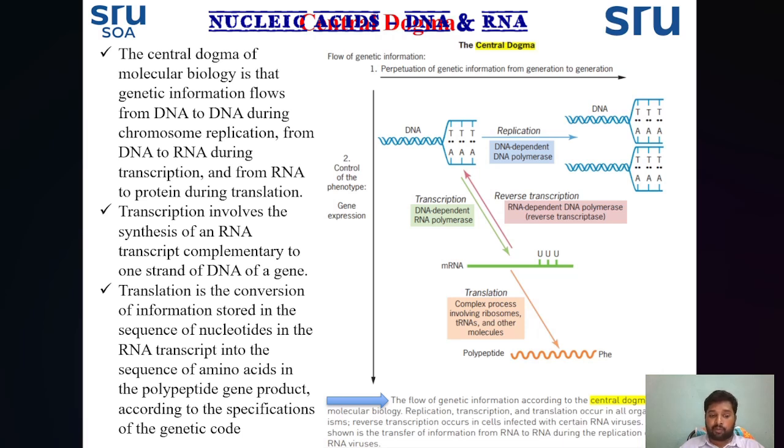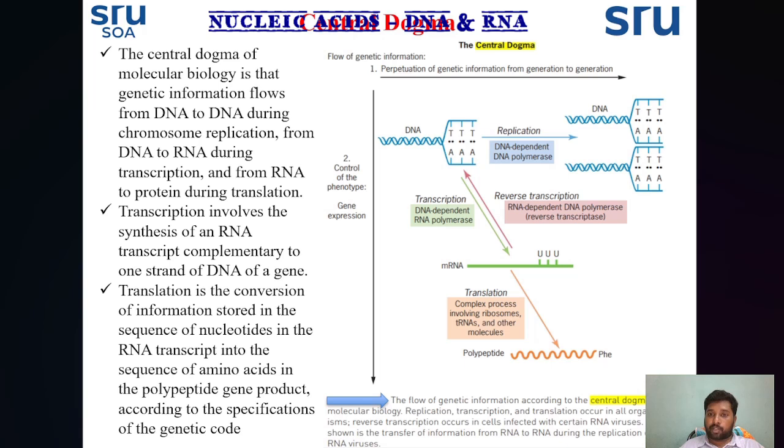This concept of information flow was formalized by Francis Crick, and he called this the central dogma of molecular biology. The central dogma states that genetic information passes from DNA to protein in a one-way information pathway, I mean DNA to RNA, RNA to protein. We now realize, however, that the central dogma is an oversimplification. Here two flows are there.